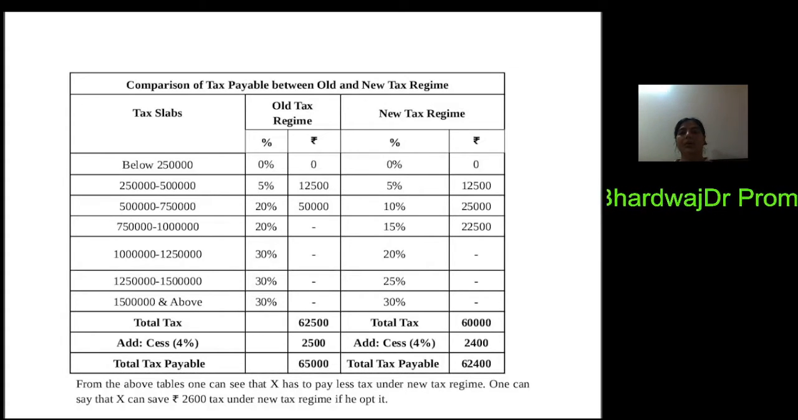Under the new tax regime, he has to pay only 25,000 because the tax rates are reduced by 50%. So he has to pay less. Because he has income only up to 7,50,000, his total tax becomes 62,500.